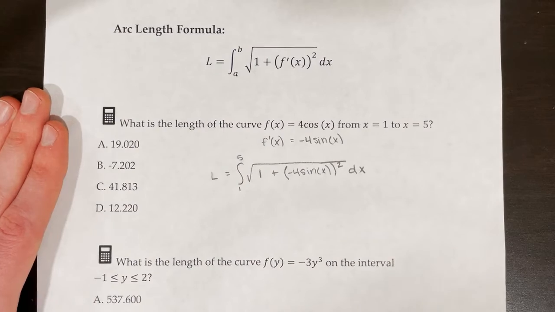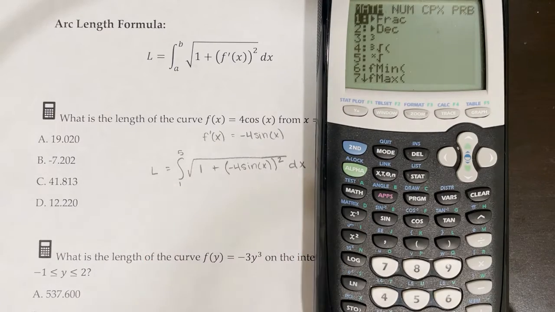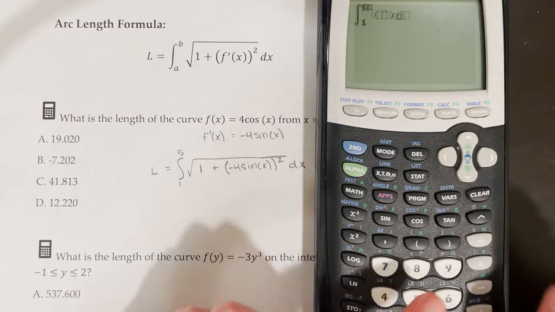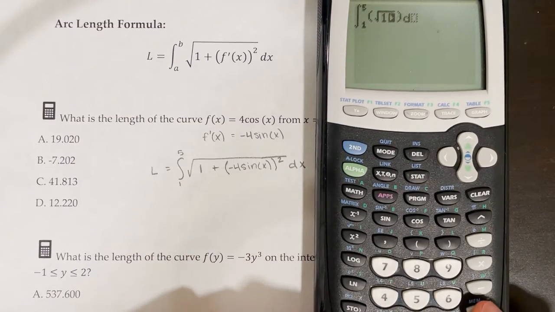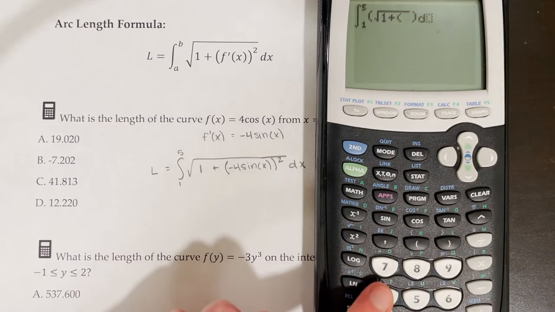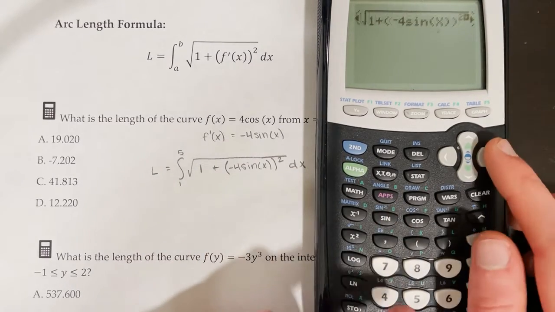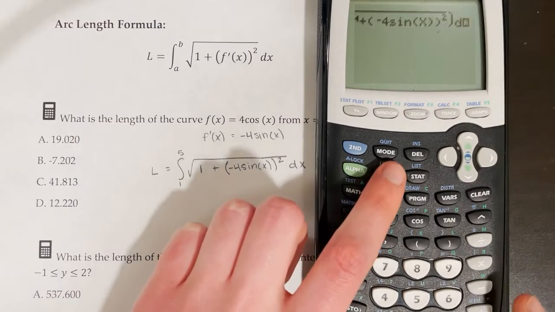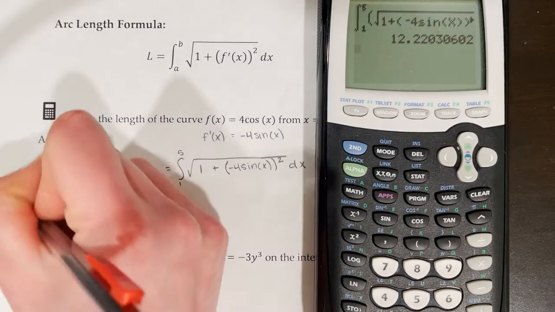At this point, I would just get out the calculator and evaluate this integral. So we hit the math button and then number 9 to get it to an integral, and then we're going from 1 to 5, and then we are taking the square root of 1 plus, and then open parentheses, negative 4 sine of x, and then make sure you square it on the outside of those parentheses, dx at the end. And we get 12.220, which matches answer choice D.